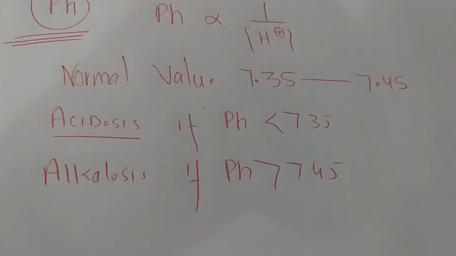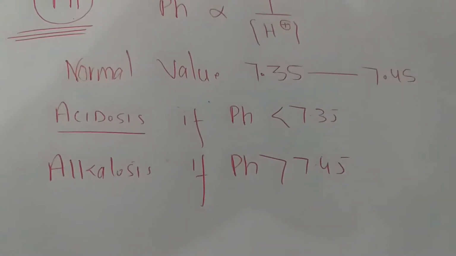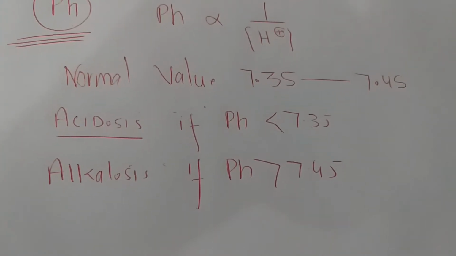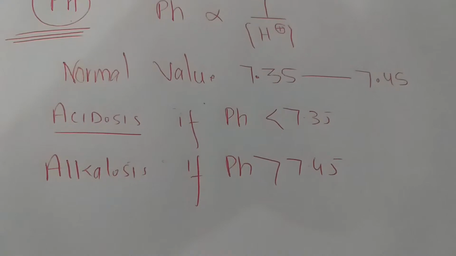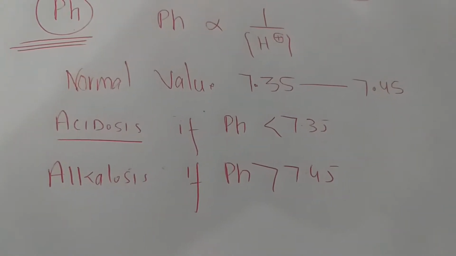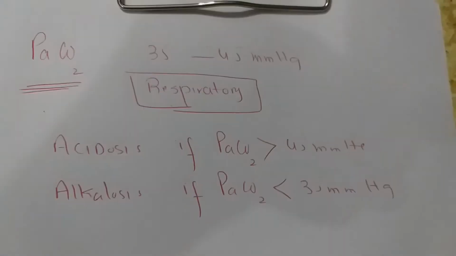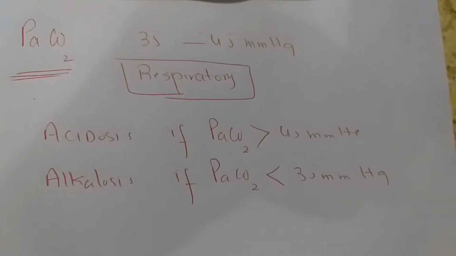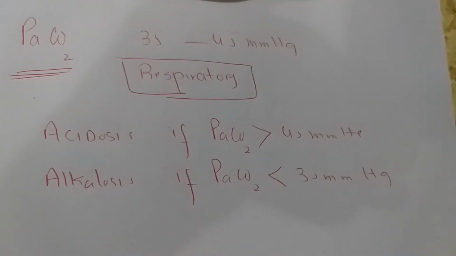For example, in a vomiting patient, there are chances of having pH more than 7.45, but in a condition where the kidney has got a problem and is not able to excrete or secrete hydrogen ion from the body, then pH would be less than 7.35 because hydrogen would be on the higher side. The second component which is important in the ABG interpretation is partial pressure of carbon dioxide.